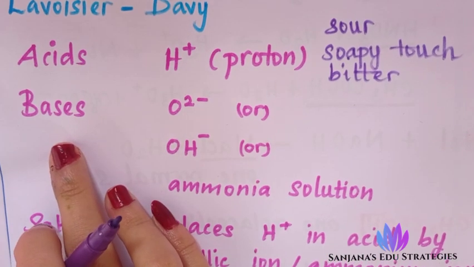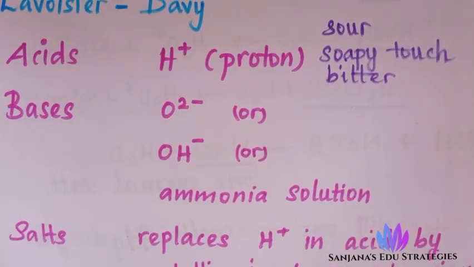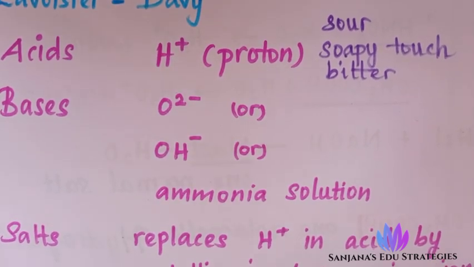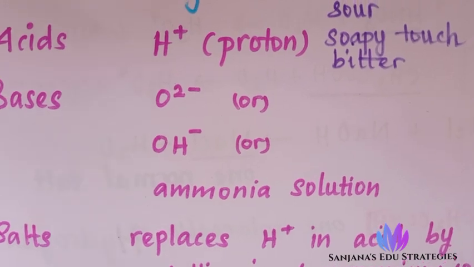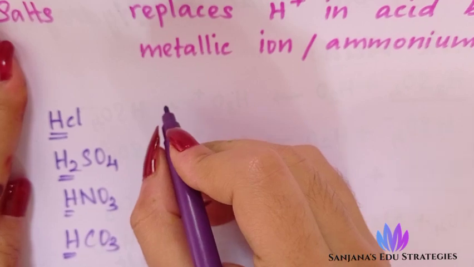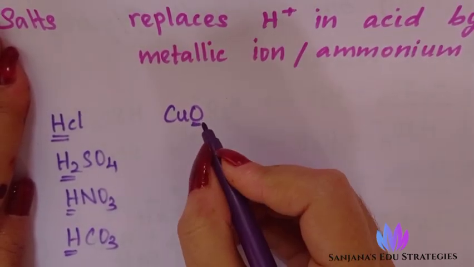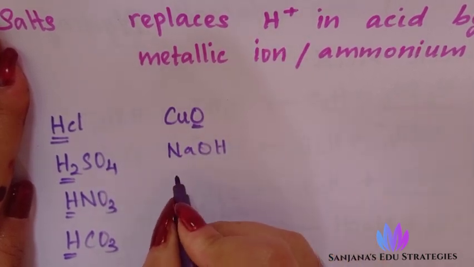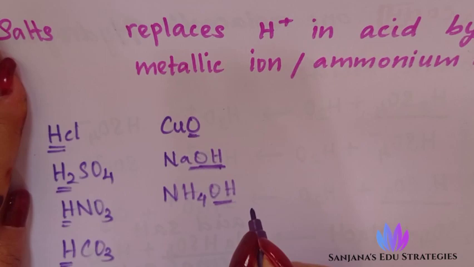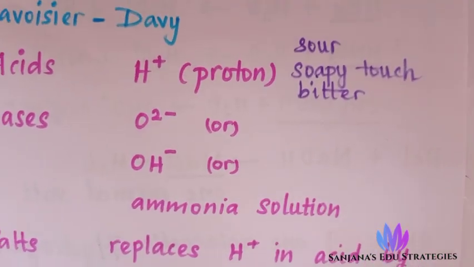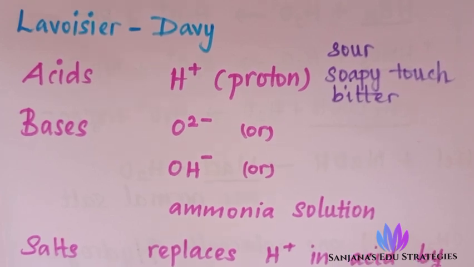Bases, all bases contain O2 minus, that is a metallic oxide, or OH minus, that is a metallic hydroxide, as their constituent element. So when you take any compound, if it contains oxide or metallic hydroxide, then you can say it is a base. For example, CuO, copper oxide, has oxide, so it is a base. NaOH, sodium hydroxide, has hydroxide OH, so it is a base. Then ammonium hydroxide has OH, so it is a base. Any compound which has O2 minus, where the valency of oxygen is 2, or OH minus, is a base.